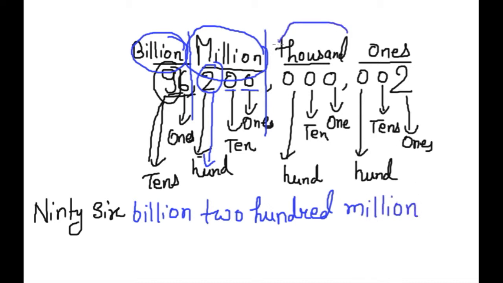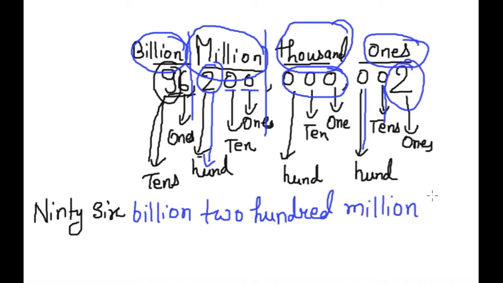Now come to 1000. All are 0, so no need to write anything. Now come to ones. So 100 is also 0, tens is also 0. Come to 2. We will write directly 2. That's it. This is the answer.